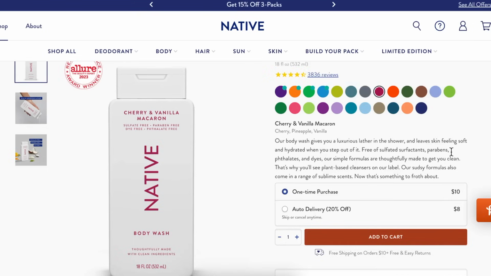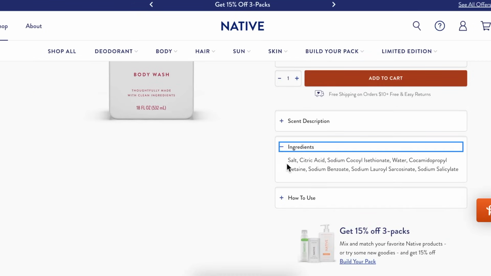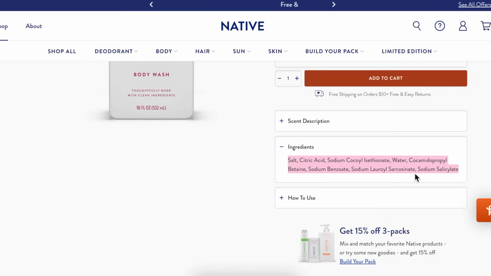If you go on native.com and click on the ingredients, you'll notice that they have salt as the first ingredient. This is totally wrong. The ingredients are supposed to be listed in greatest amount first and then the smallest amounts at the end. Anything after 1% doesn't matter, but we're not going to get into all that. And there's no way that salt is the main ingredient.